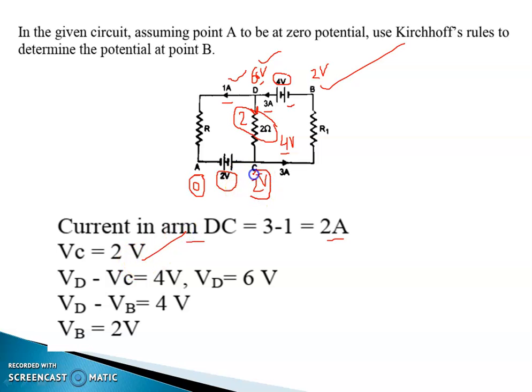ये C पे 2 volt है. क्यों भाई? क्योंकि यहाँ 0 है तो यहाँ 2 volt होगा. Now VD minus VC should be equal to 4 volt. क्यों भाई? क्योंकि 2 एम्पियर के करंट है, 2 ओम का रेजिस्टेंस, तो 4 वोल्ट हो गया. इसका मतलब VD 6 वोल्ट पे होगा. If VD is at 6 volt, it means VB should be at 2 volt. है ना? इस तरीके से इसे सॉल्व कर सकते.